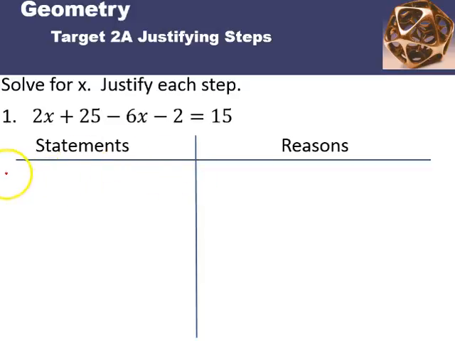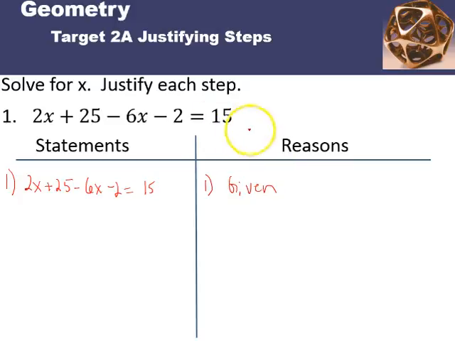So we always start our proofs with what was given to us. What was given to us is this equation, so I'm going to write it: 2x plus 25 minus 6x minus 2 equals 15. And again, the reason I can write it is it was given. We start all our proofs with givens.